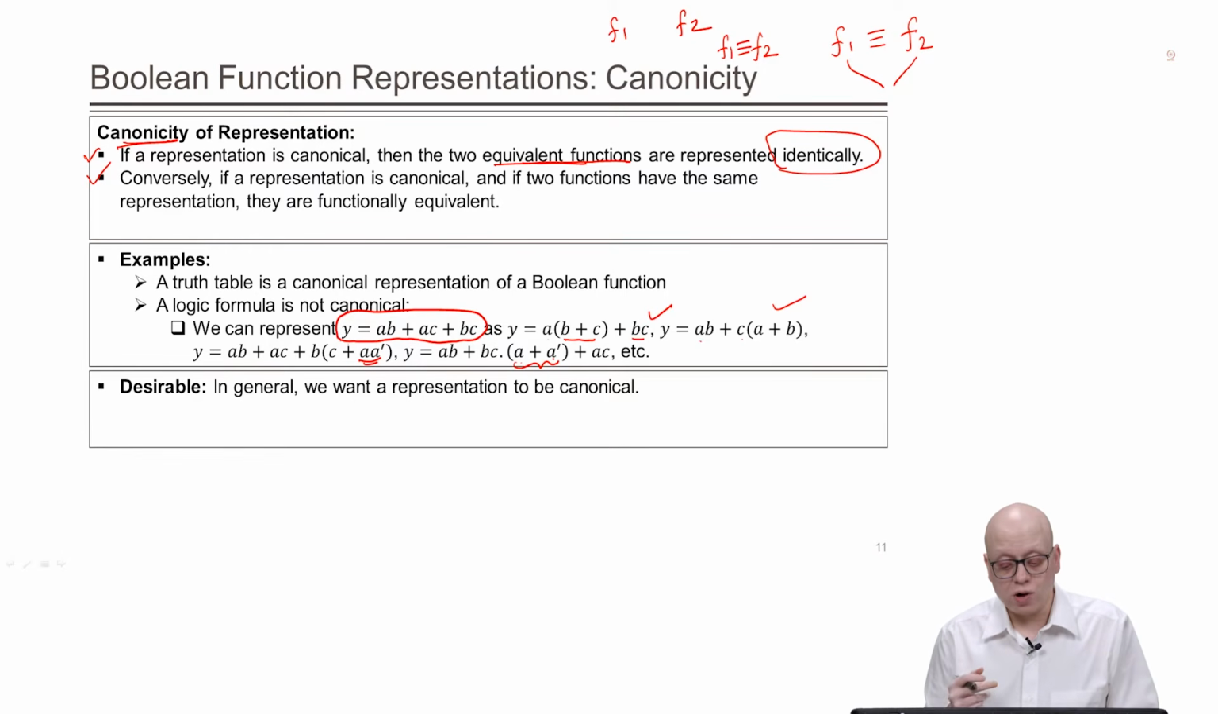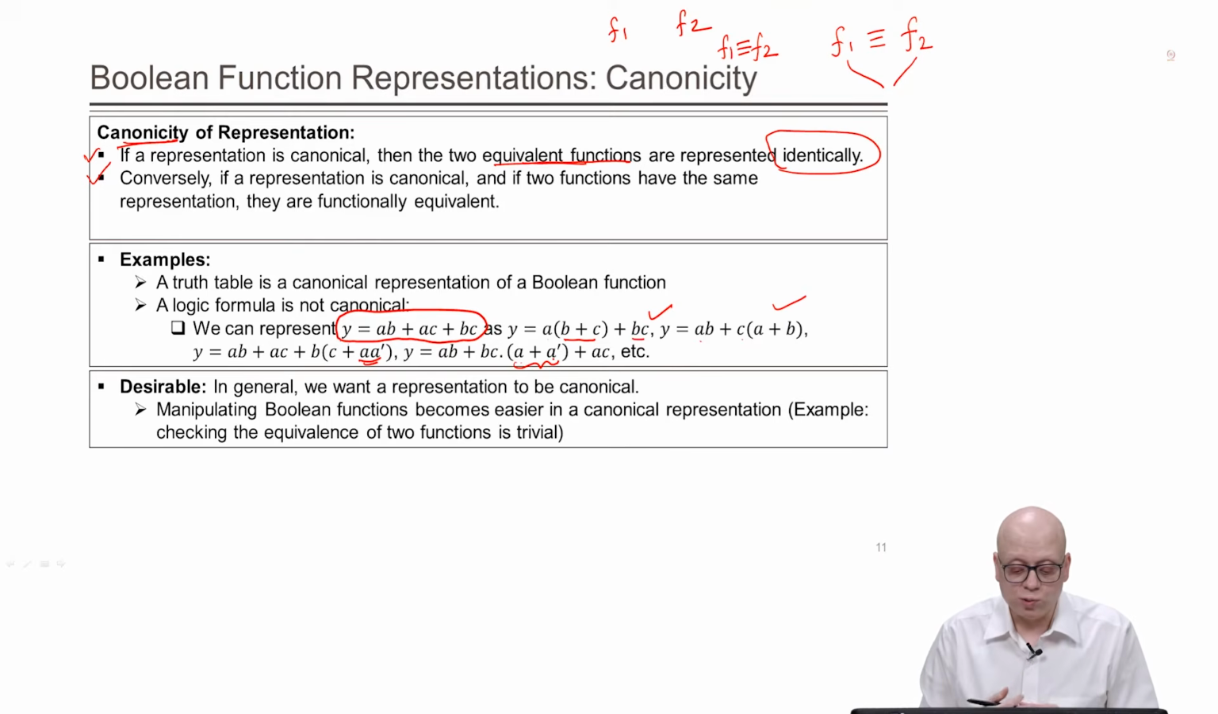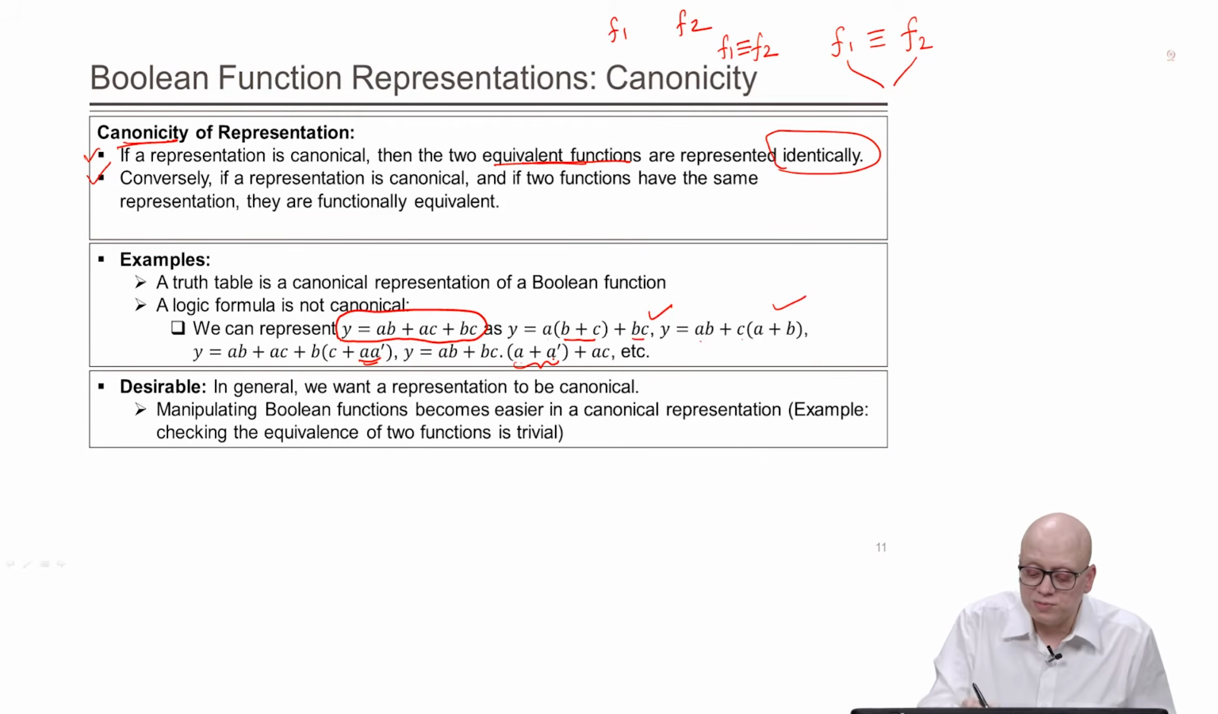And in general, we want a representation to be canonical. Why do we want it to be canonical? Because manipulating a Boolean function becomes easier if it is canonical. For example, if we want to test the equivalence of two functions, we can just check their representation, maybe in terms of just a pointer value, and see whether those representations are the same. If those representations are the same, we know for sure that these two functions are equivalent. So, manipulating Boolean functions becomes easier in a canonical representation.